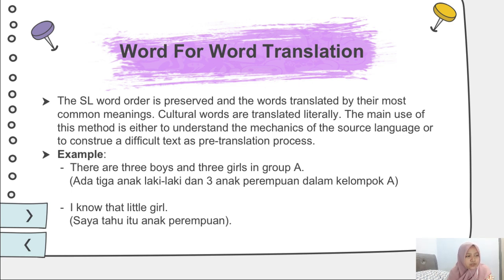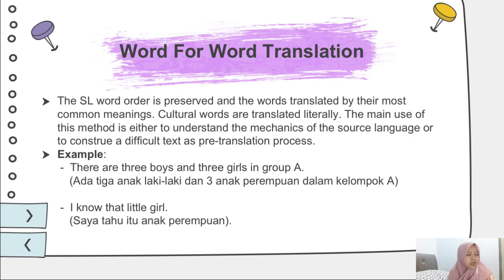The next example is I know that little girl. The Indonesian meaning is saya tahu itu adalah anak perempuan kayak gitu. The explanation of the second example is that the correct translation should be I know the girl. In this example, the language structure in the source sentence and the target sentence is not the same. So we should avoid the word for word translation method to translate sentences like this.